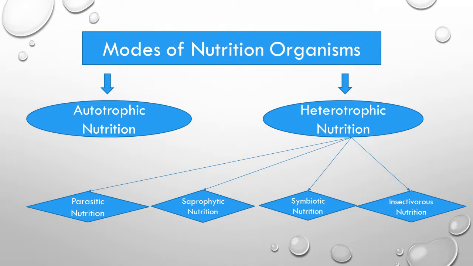Modes of nutrition in organisms: autotrophic nutrition and heterotrophic nutrition. So there are two modes of nutrition in organisms. First is autotrophic nutrition and second is heterotrophic nutrition. Heterotrophic nutrition is divided into four parts: parasitic nutrition, saprophytic nutrition, symbiotic nutrition, and insectivorous nutrition. So I am going to explain these four types of nutrition in plants.